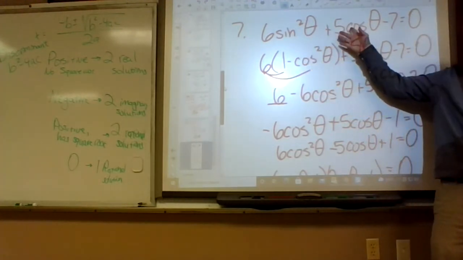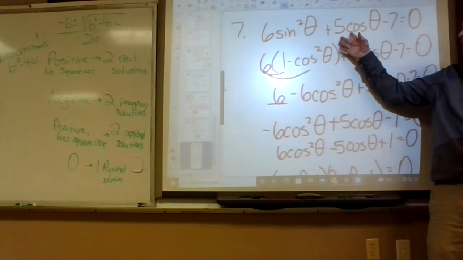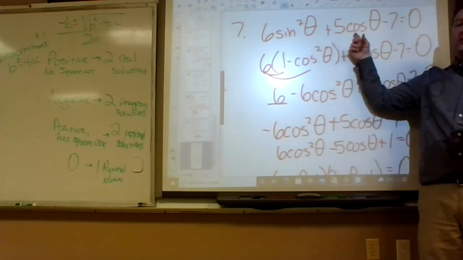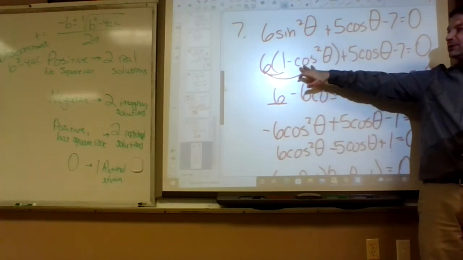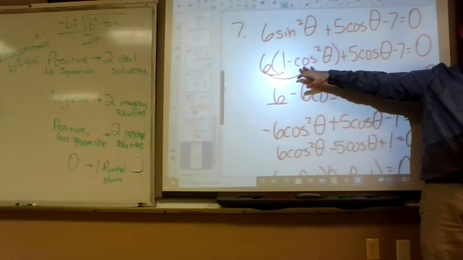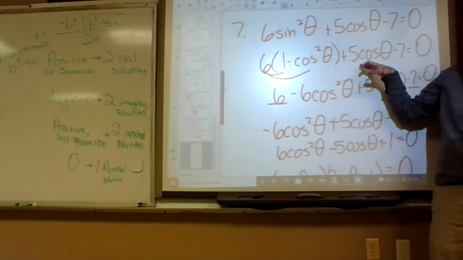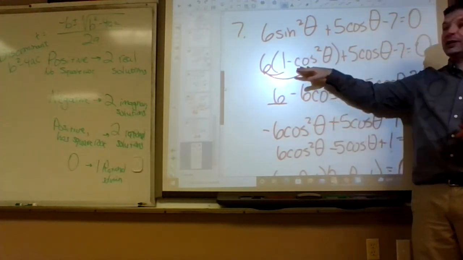Do you understand we moved everything to the left, like an x squared problem? Then I saw a problem here: I had sine and cosine, and you can't factor it if they're different. So I used the trick from yesterday, sine squared equals 1 minus cosine squared. Now I have cosine and cosine, which is good. And then I distribute and simplify it.